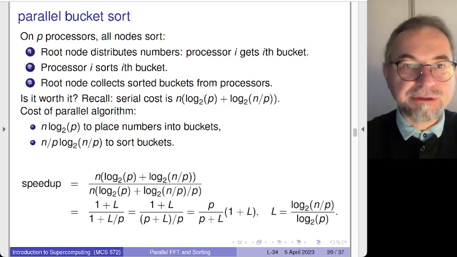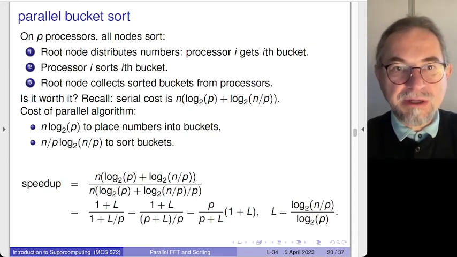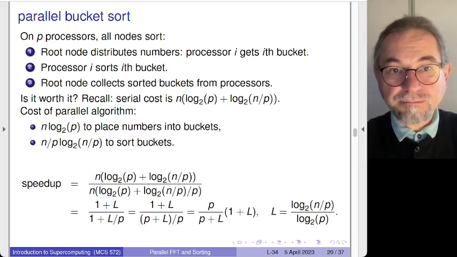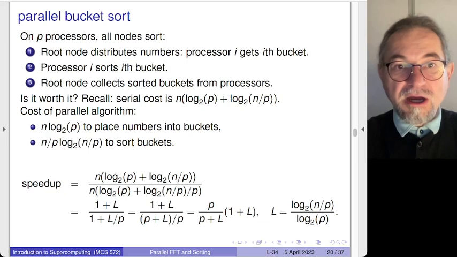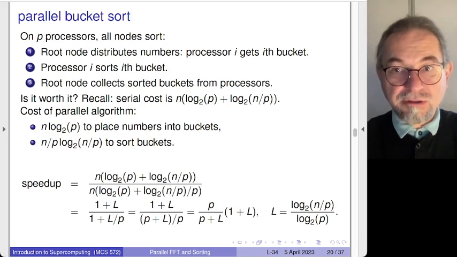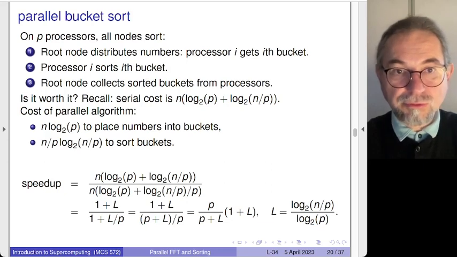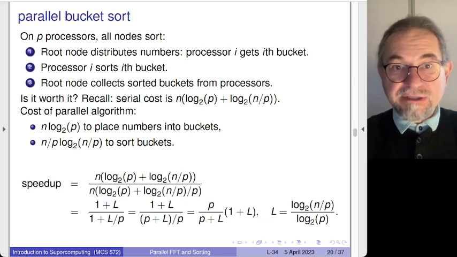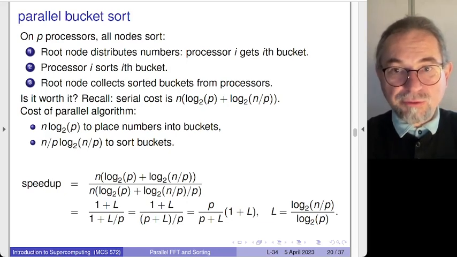Let us now compute the parallel bucket sort. So this is a manager-worker paradigm. The root node is going to distribute the buckets. The root node is also going to sort, so the P processors here include the root node among the P processors. So 3 stages in this algorithm: distributing, sorting, collecting.